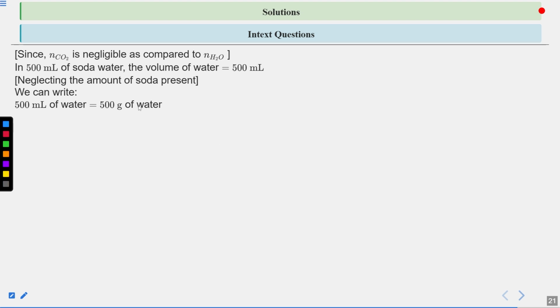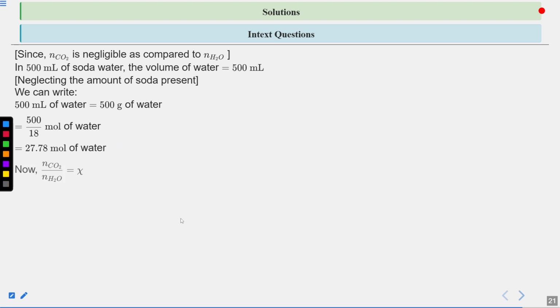500 ml of water will have 500 gram of water. This is directly from density, which must be 1 gram per ml. Now 500 grams means how many moles? Divide this by 18. That will give you 27.78 moles of water.